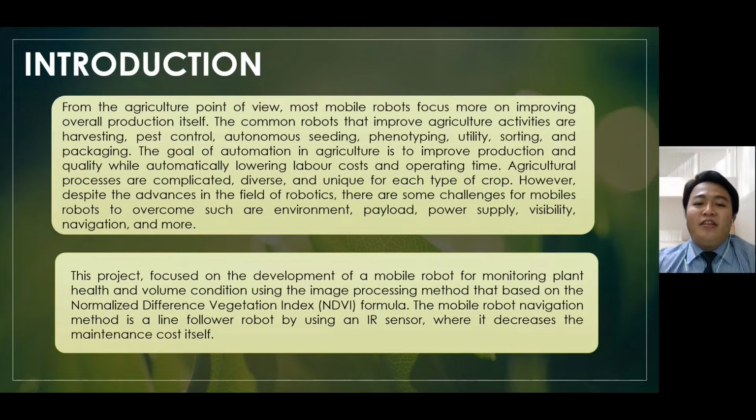However, despite the advantages of field robotics, there are some challenges for mobile robots to overcome, such as environment, payload, power supply, visibility, navigation, and more. This project focuses on the development of a mobile robot monitoring plant health and volume condition using an image processing method based on the normalized difference vegetation index, which is the NDVI formula. The mobile robot navigation method is a line follower robot using an IR sensor, which decreases the maintenance cost itself.